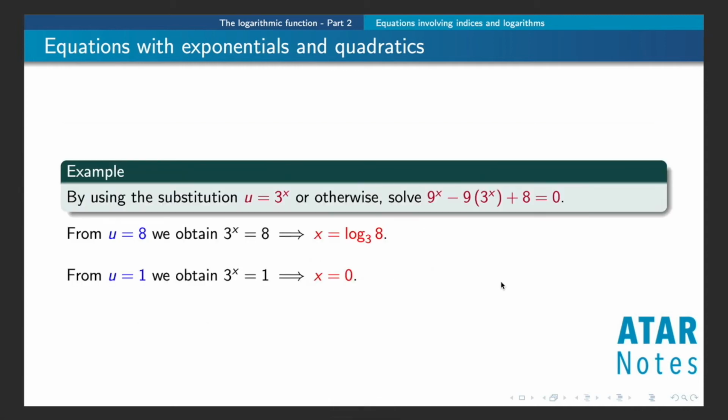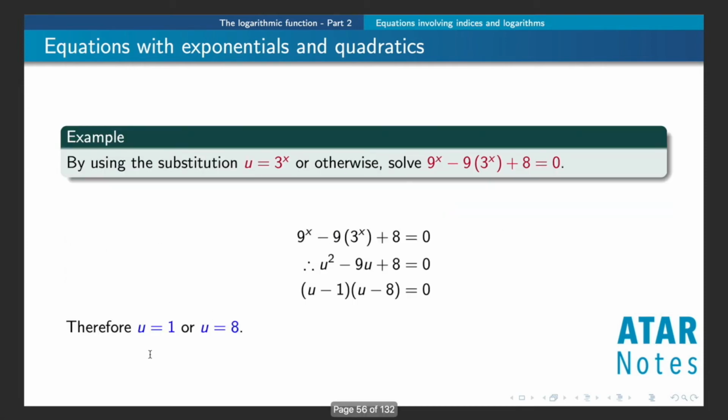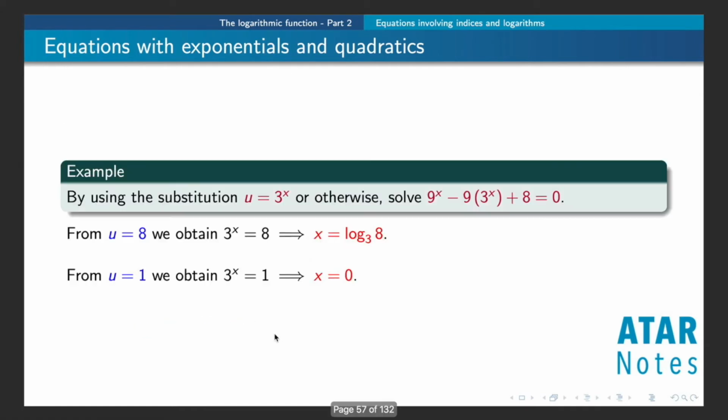But after you do that though, you've got to keep in mind, the original equation was in terms of x. Notice how once you do this, your solutions are currently in terms of u. So to get your solutions back in terms of x, you now need to undo the substitution. So here we have u equals 8 turning into 3 to the x equals 8, and that will give x is equal to log base 3 of 8, using our techniques that we saw earlier.